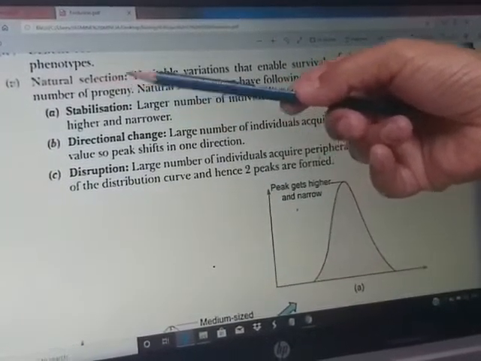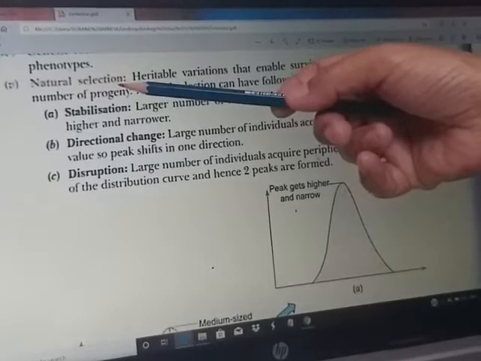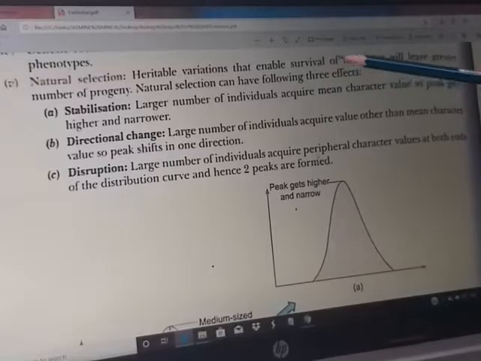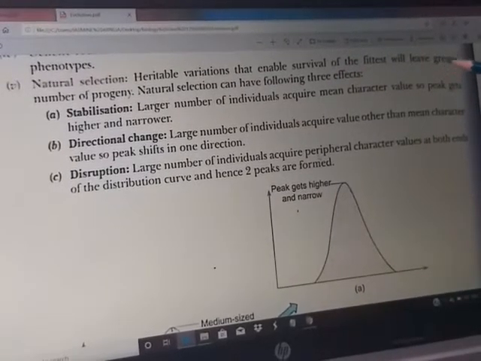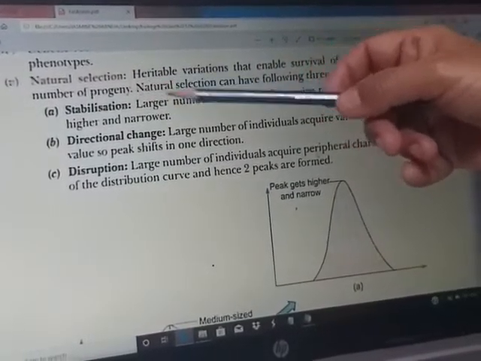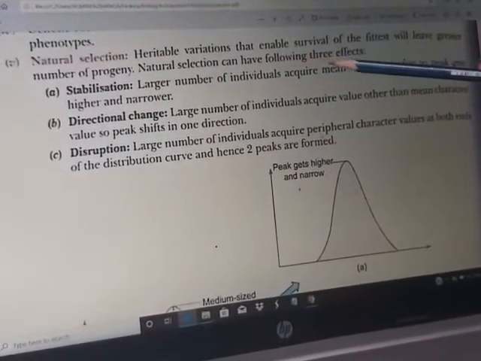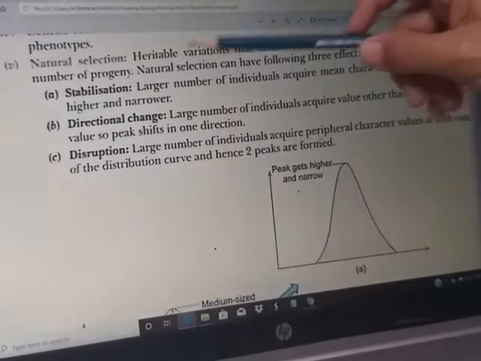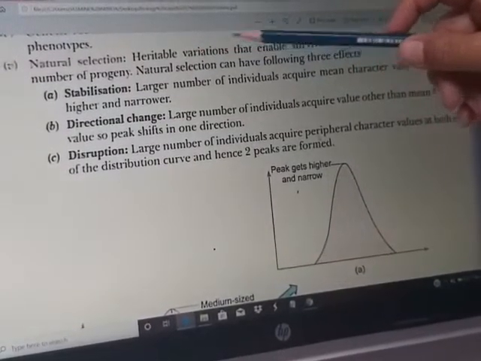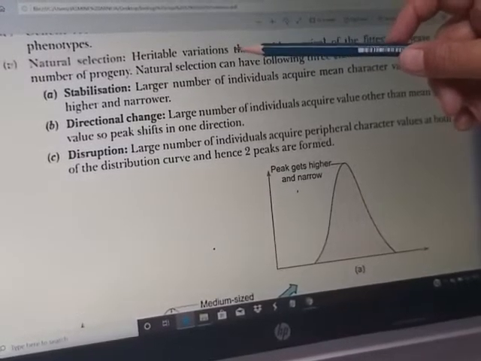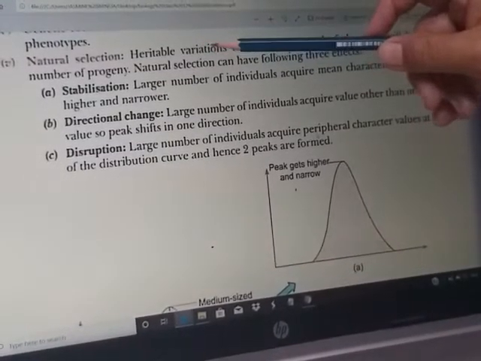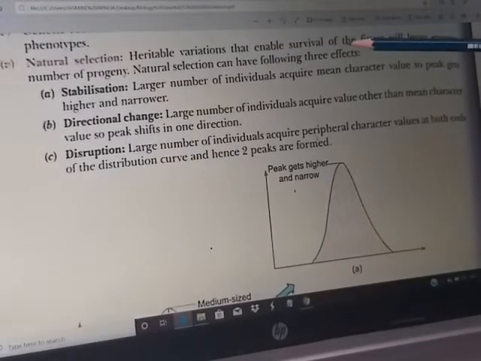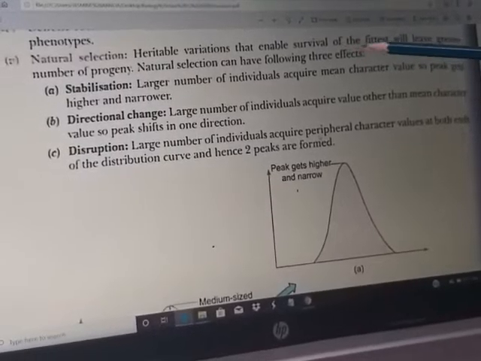Then there is another factor, it is called natural selection. Heritable variations that enable survival of the fittest will leave greater number of progeny, and natural selection can have the following three effects. First, we understand this first line. Heritable mutations or heritable variations means those variations which are carried from generation to generation. Heritable variations that enable survival of the fittest means there are certain variations which help the individual to survive better.